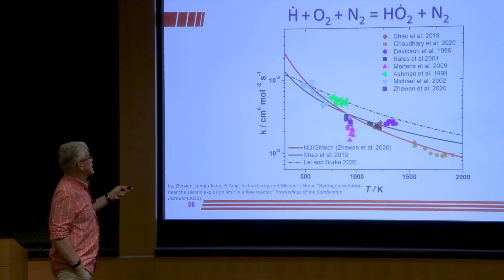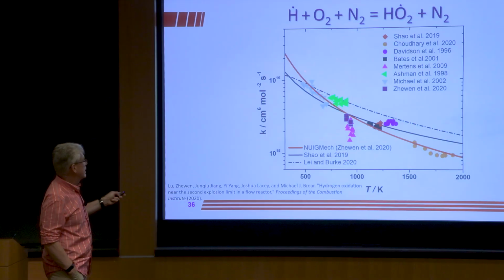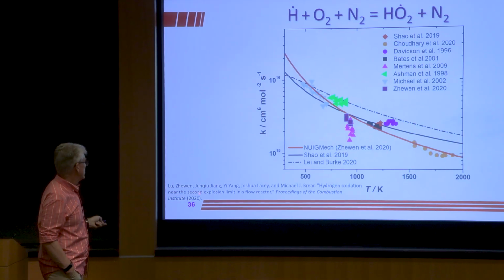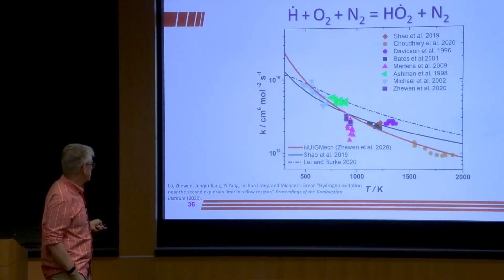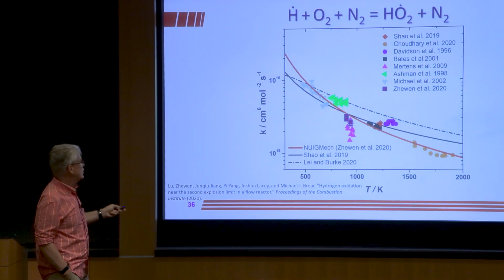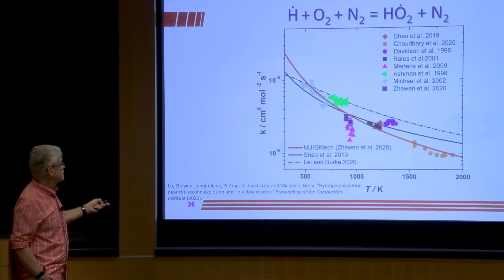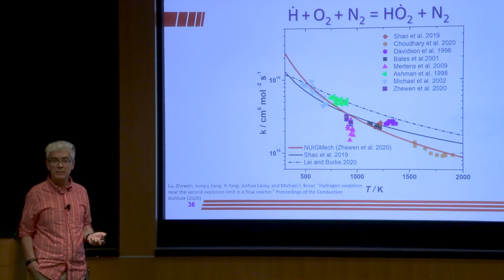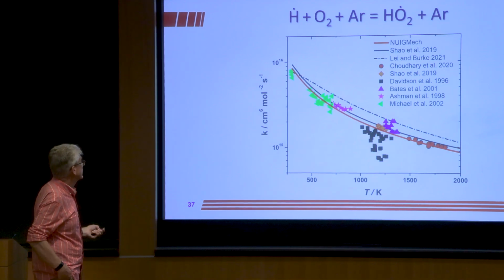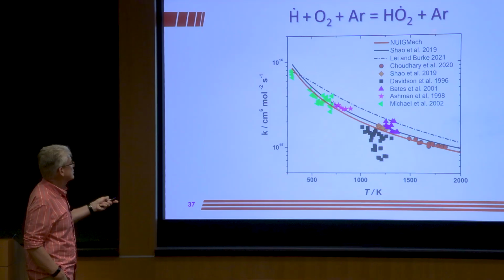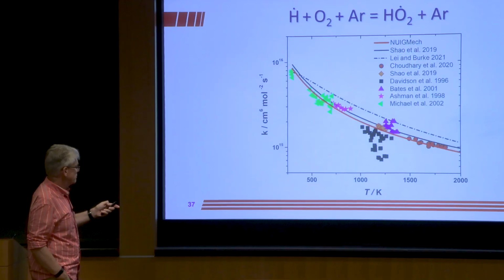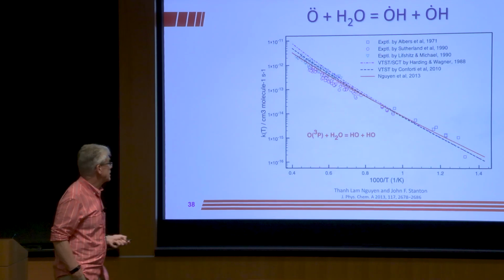Another one is H plus O2 plus N2, giving HO2 plus N2, okay? And this is, again, we're taking this calculation and derivation from this work published in 2020, okay? And we're using that now in our mechanism. And you can see it tends to better match, it's a better fit to the experimental data that exist there, okay? And so that's what we're using for that, okay? Here's H plus O2 plus argon giving HO2 plus argon. Again, we're using this red solid line, okay? And it's a better fit to the experimental data, okay?